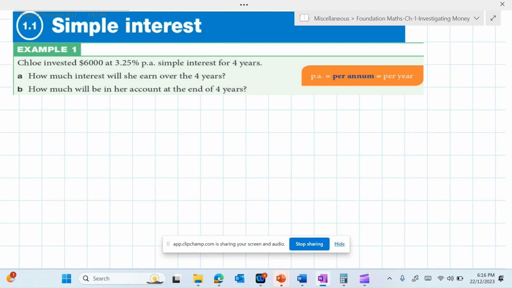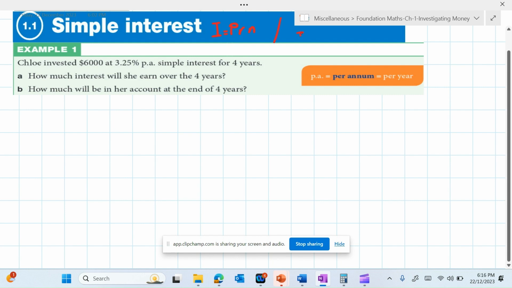In this section, we are going to learn about simple interest. As we all know, the simple interest formula is I equals P R N. In this case, we take R, which is the interest rate, and we have to make it a decimal number.